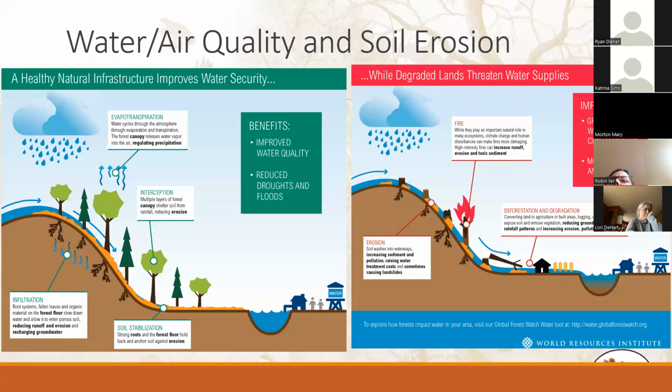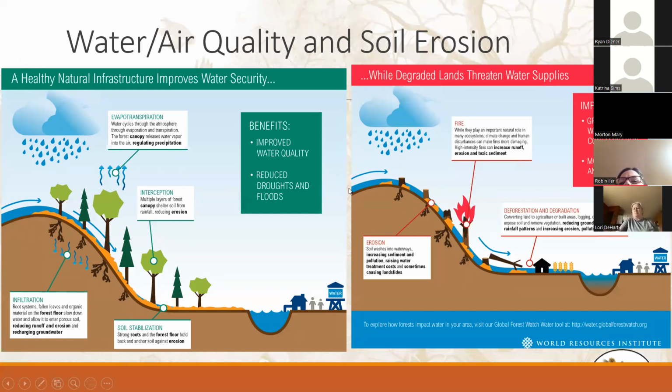So now, other than wildlife, some of the other things that our forests are really good for is our water and air quality and soil erosion. So this is a pretty good little diagram I found here online that depicts it pretty well. So here on the left, we have more of a healthier forest system. So, the rain's going to come down.